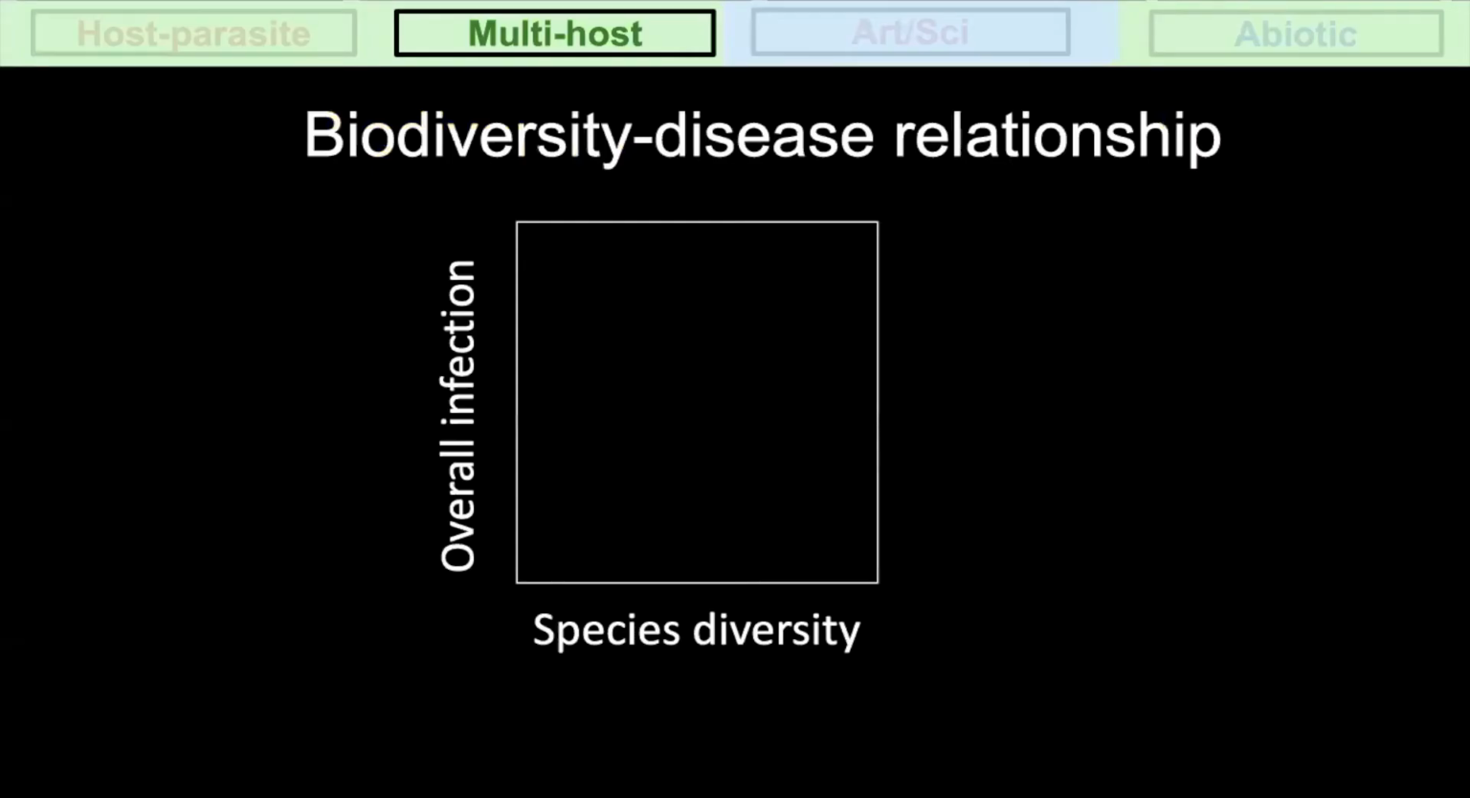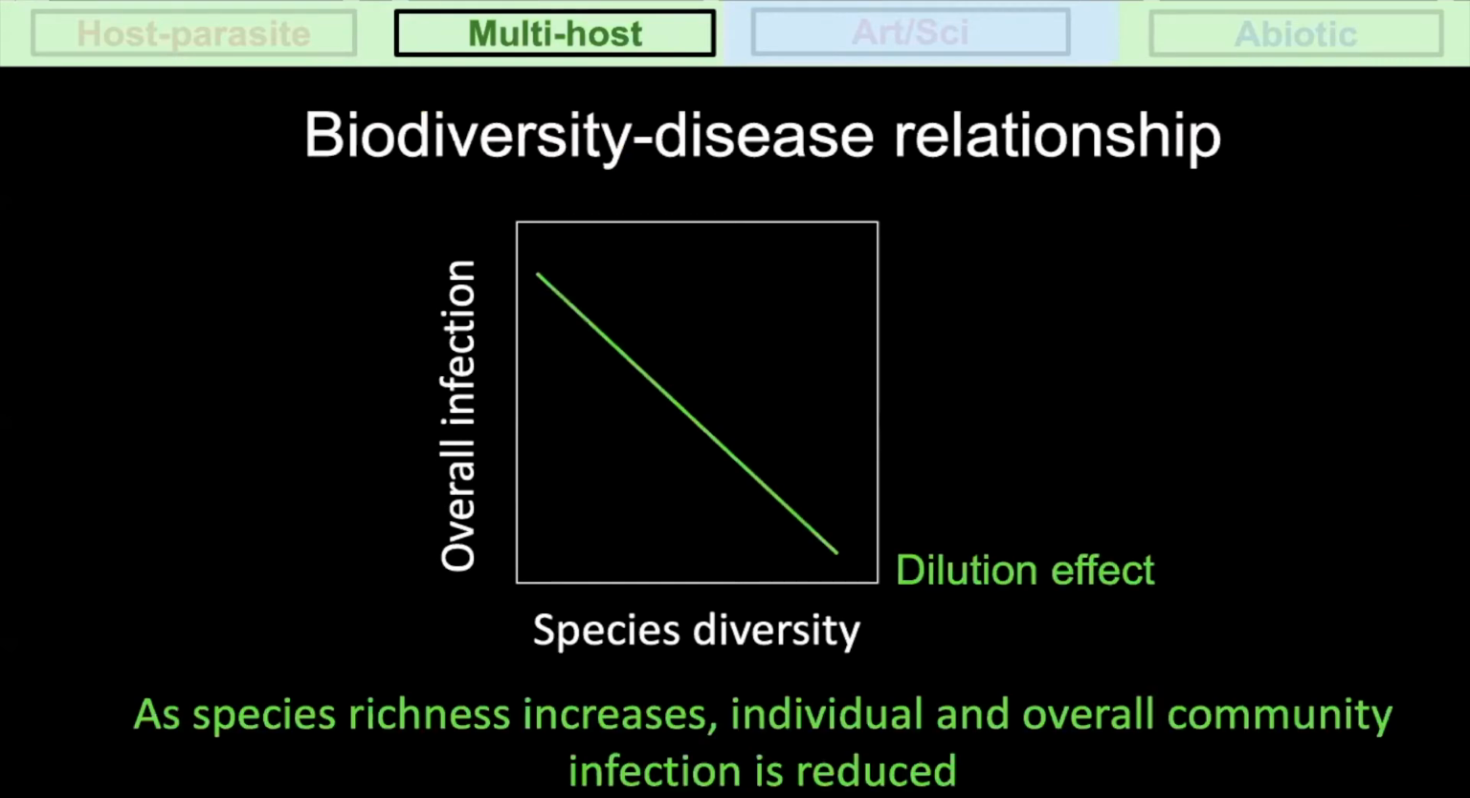So what is the biodiversity-disease relationship and why are people so interested in it? When it comes to the biodiversity-disease relationship, one pattern that commonly emerges is the effect called the dilution effect. This is an effect where as species diversity increases, you get a decrease in overall infection.